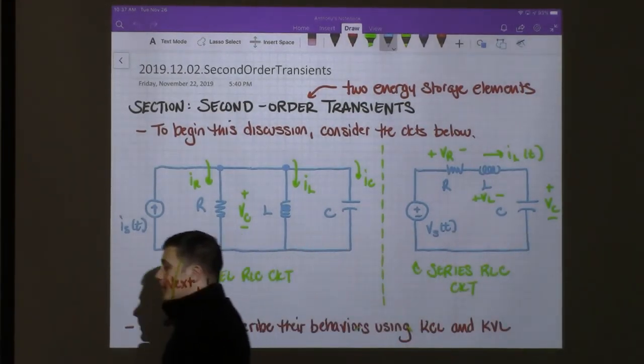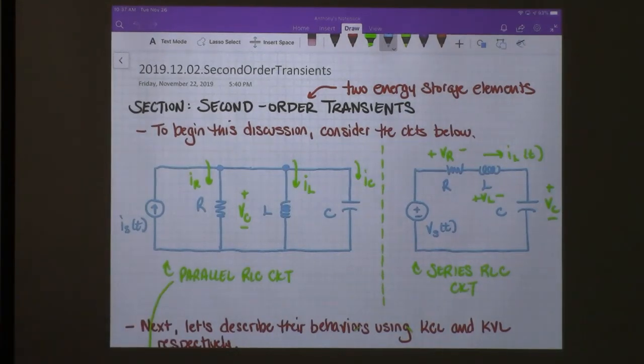And so we're not going to be able to use the exact same solution method as you would expect, because now the form of the solution is going to change, and also the form of the response, or the shape of the response, could potentially change.